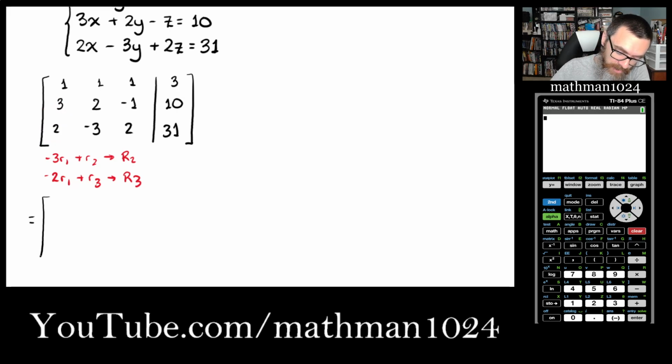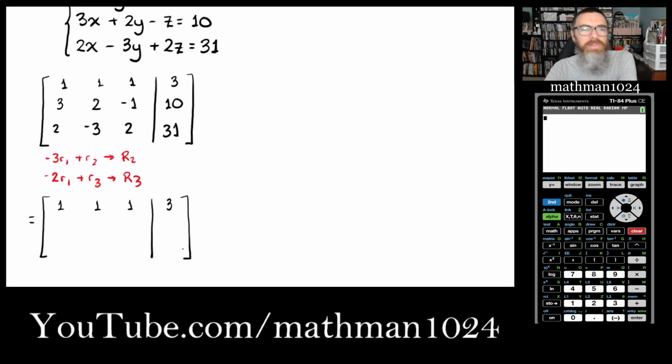All right, so just be very careful about how we do this. Now, the first row does not change. Let's see about the second row. So we have negative 3 times 1 plus 3 is going to make that 0. Negative 3 times 1 is negative 3 plus 2 is negative 1. Negative 3 times 1 is negative 3 plus the negative 1 makes this negative 4. Negative 3 times 3 is negative 9 plus the 10 gives me positive 1.